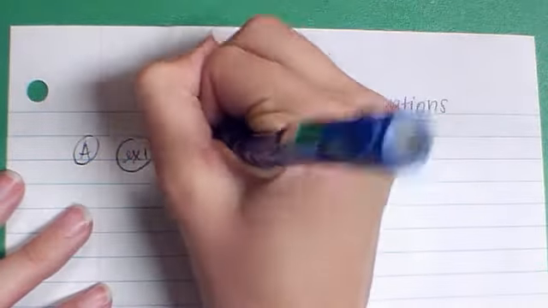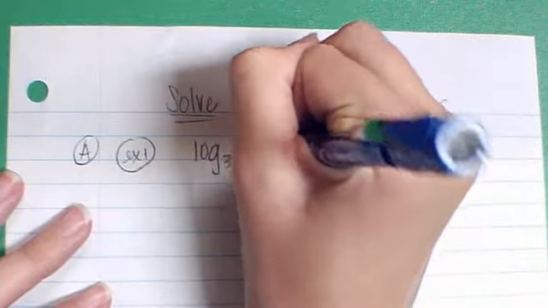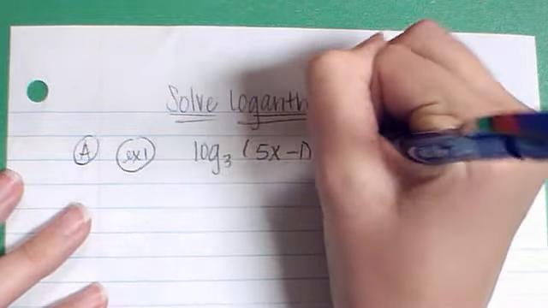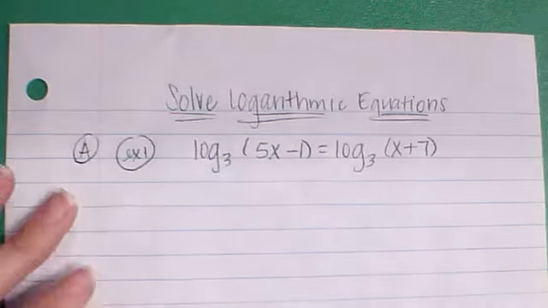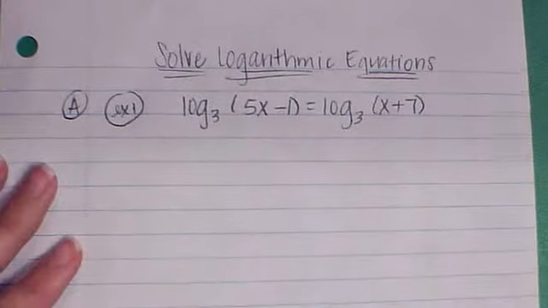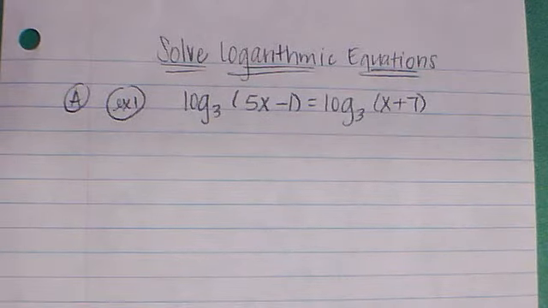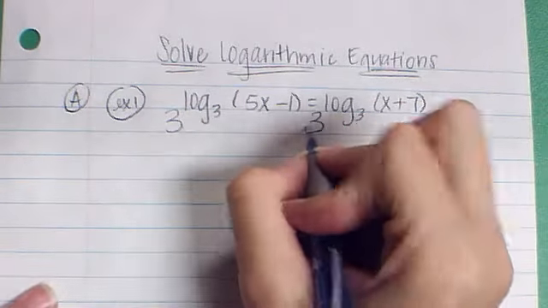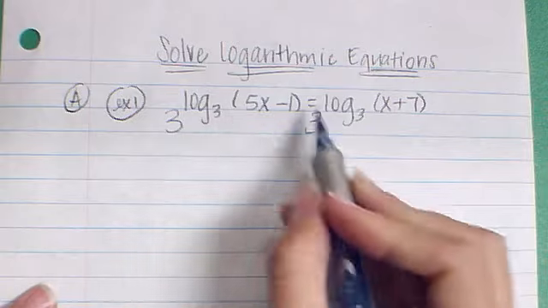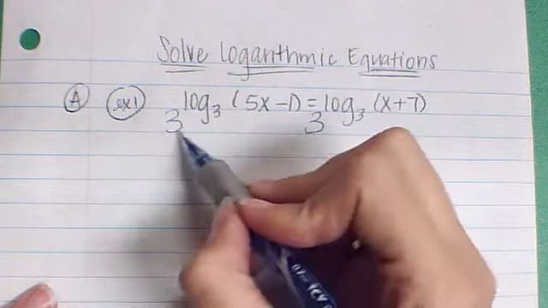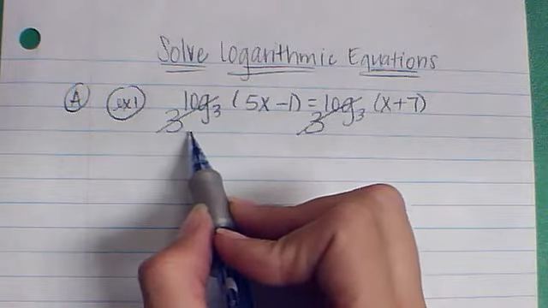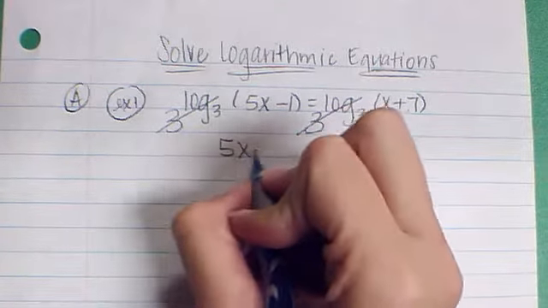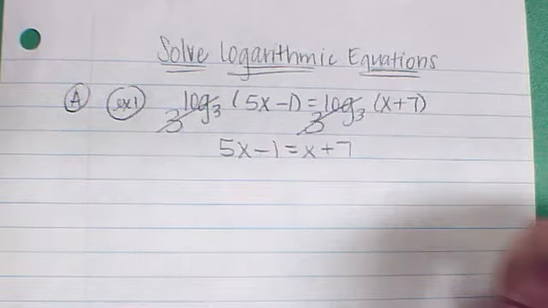Example number 1. If I do log base 3 of 5x minus 1 equals log base 3 of x plus 7. When I look at this, I notice that both of them are base 3. They're both by themselves. To get rid of log base 3, what I want to do is raise both by the power of 3. What I do to one side, I do to the other. Since these are inverses, this part cancels. Notice this stuff right here is all your exponent of 3. Those have canceled now, and I have 5x minus 1 equals x plus 7.